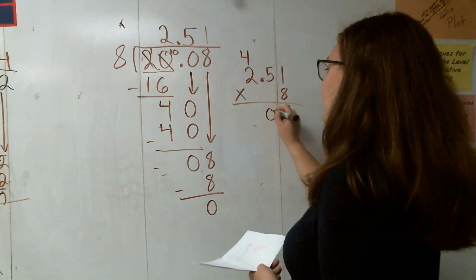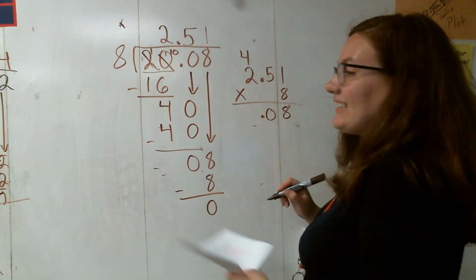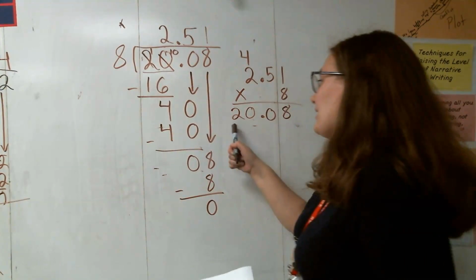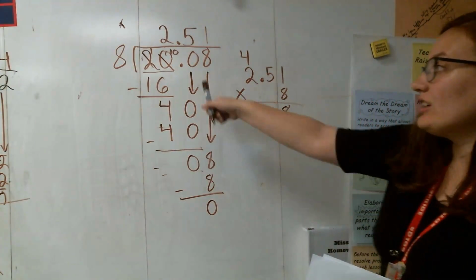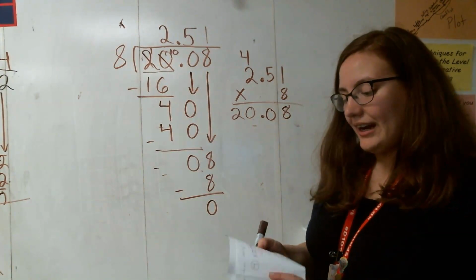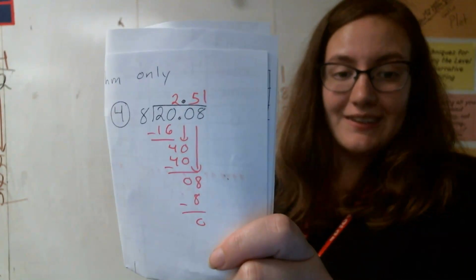So I carry the 4 and leave the 0. Bring this decimal down. 8 times 2 is 16. And 16 plus 4 is 20. So that leaves me with my final answer of 20 and 8 hundredths. And that does match the inside of the box. So I am correct. Your final work should look like this in your notes.